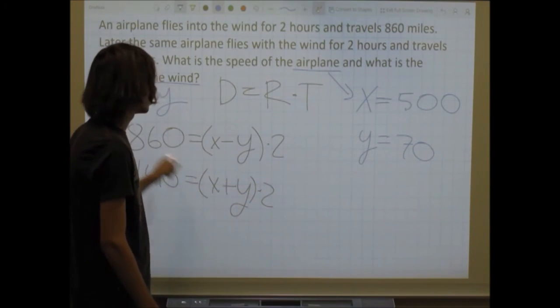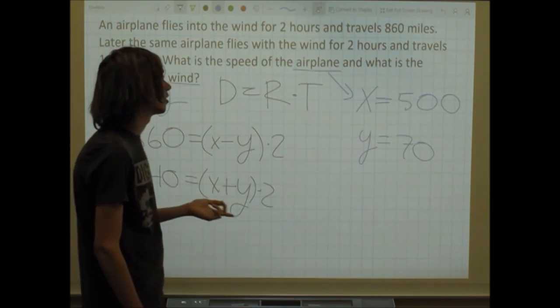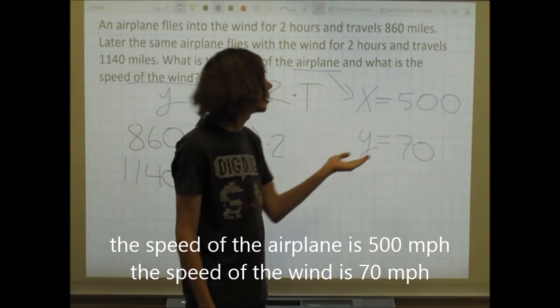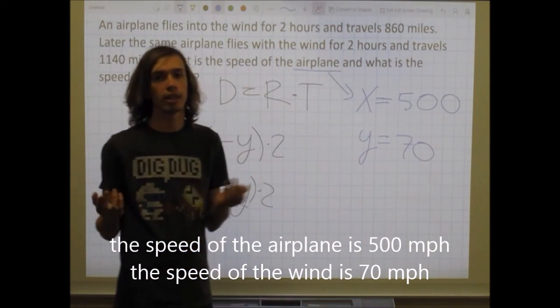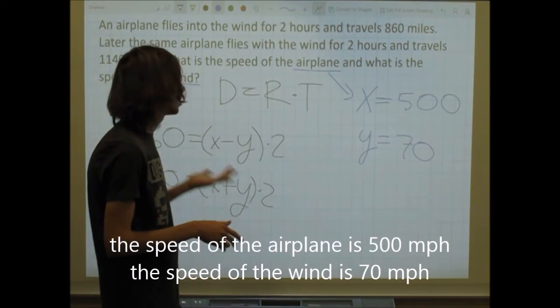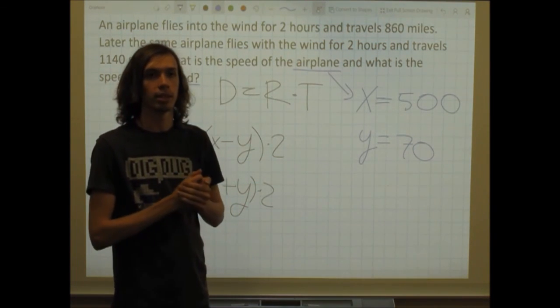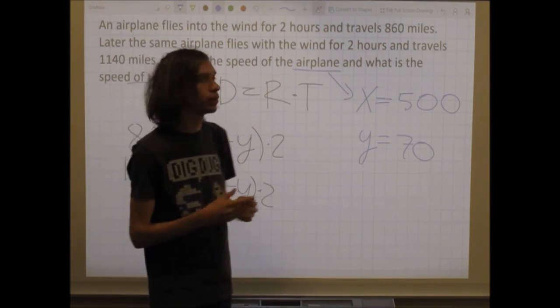So then you just solve this system of equations, and you're going to get x equals 500 and y equals 70. So hopefully you got those answers. If you didn't, probably just retry. You probably just missed a minus sign or something like that. So yeah, hopefully you got the same answers.